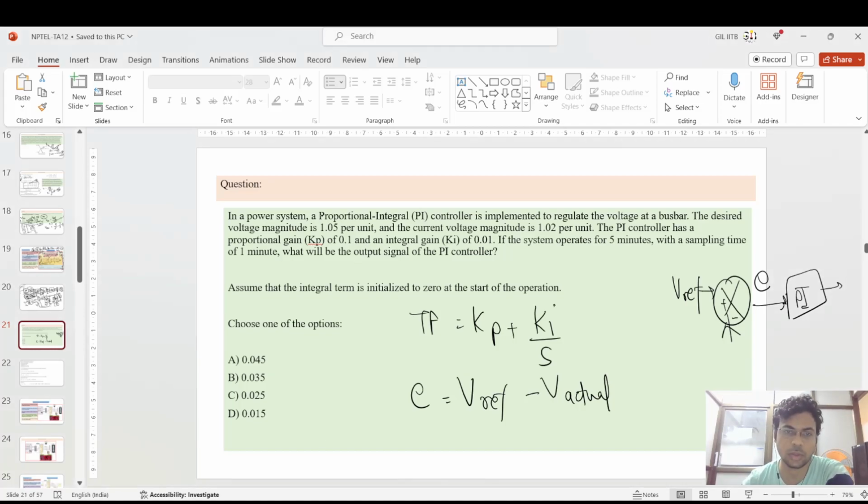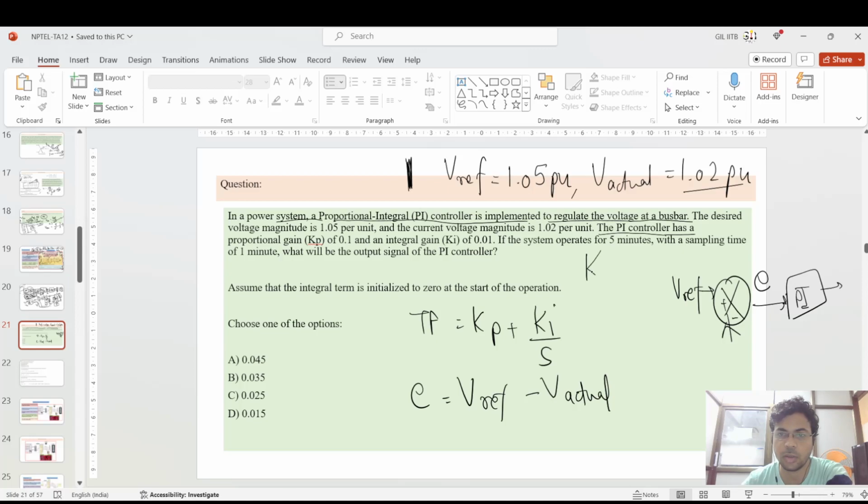Okay, guys, let me explain this question. Let's first read the question. It says that in a power system, a proportional integral controller is implemented to regulate the voltage at a bus bar. Suppose there is one bus bar, and the voltage magnitude V reference needed is 1.05 per unit, but the V actual which is coming is 1.02 per unit.